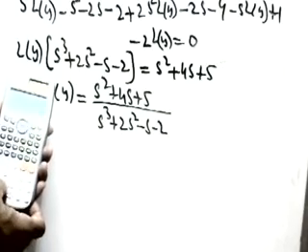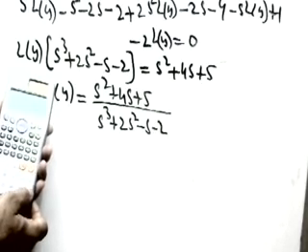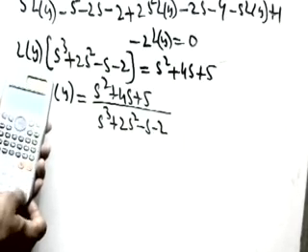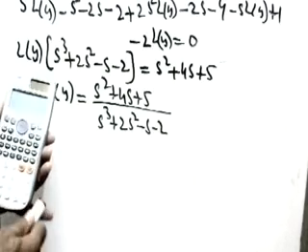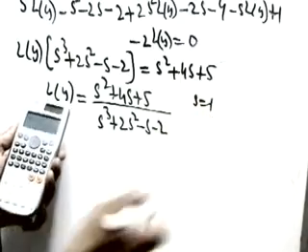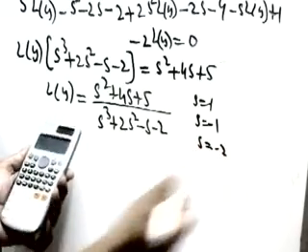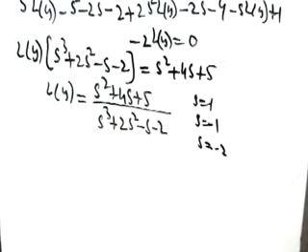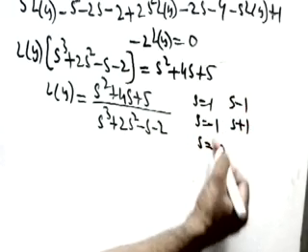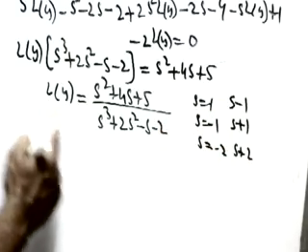The s cube coefficient is 1, the s square coefficient is 2, the s coefficient is minus 1, and then minus 2. So we'll get the values of s. See, we are getting s equals 1, then s equals minus 1, then s equals minus 2. So what are the factors? You bring this 1 on the other side, that is s minus 1, minus 1 on the other side, s plus 1, minus 2 on the other side, s plus 2. So these are the factors.